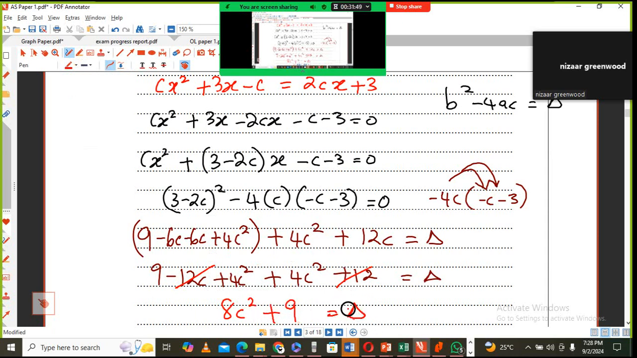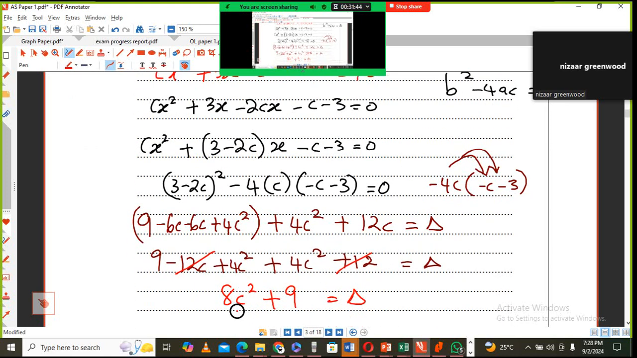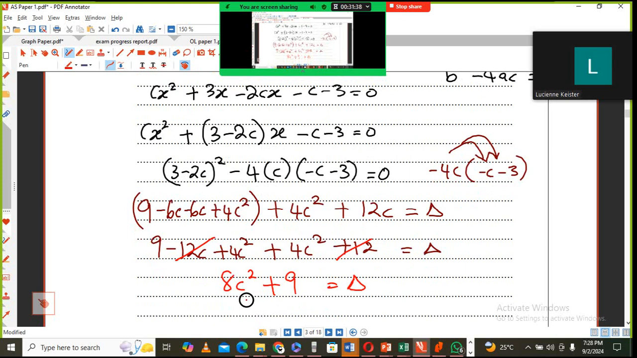And here is the thing. Whatever the value of c, there's no limitation. If c is 0, there's going to be an answer. This is going to give you 9. If c is 1 or a negative number, when you square it, you're going to get a positive answer all the way. Can you see that?